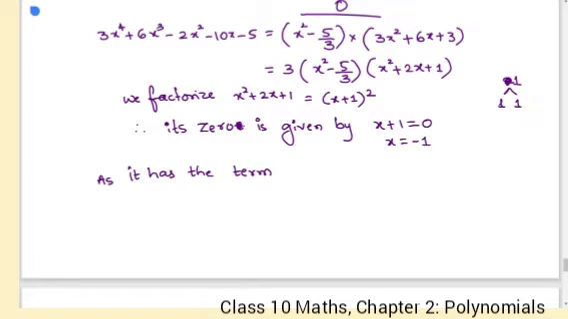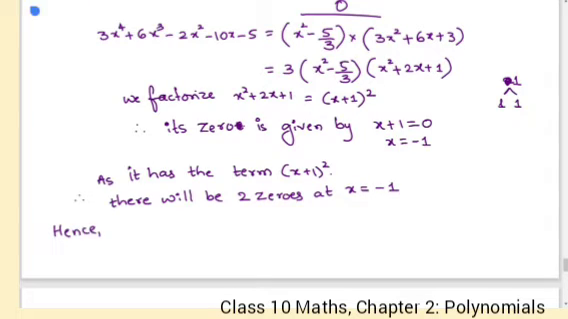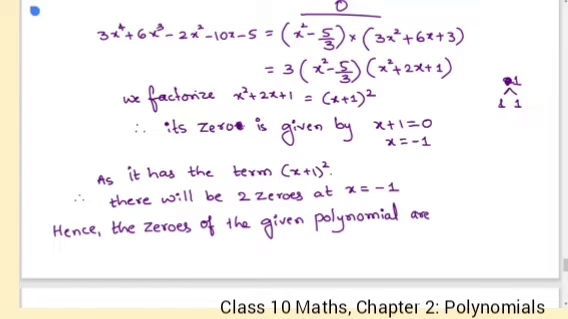As it has the term x plus 1 whole square, therefore there will be two zeros at x is equal to minus 1. Hence, the zeros of the given polynomial are square root of 5 by 3, minus square root of 5 by 3, minus 1 and minus 1.